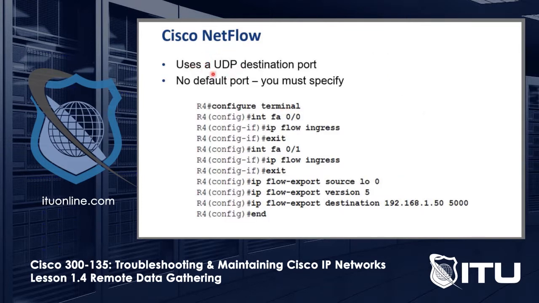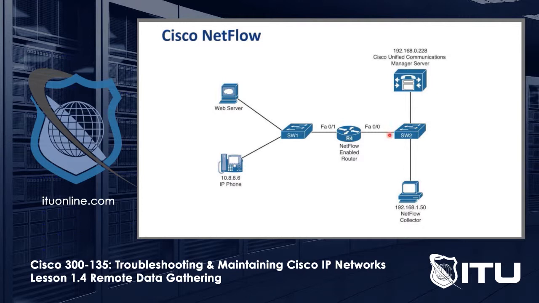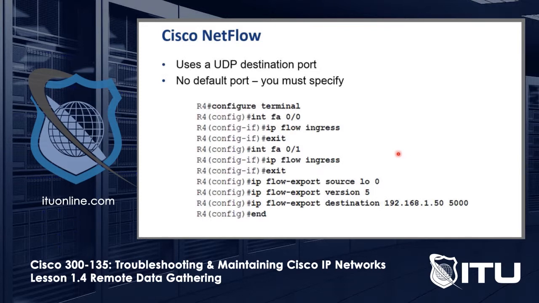So with NetFlow, it uses a UDP destination port. There's no default. You need to specify it, and here's how we do it. We go to the router, or the multi-layer switch, and we go into global configuration, and we say interface, whatever interface we want. Basically, this is for the flow coming in. So if we look over here, let's say we were doing it on this switch. It would be this interface, the flow coming in. And then we have an egress also, so we could have ingresses, and then we would have egresses. So in this case, I am watching the flow coming in this interface and this interface.